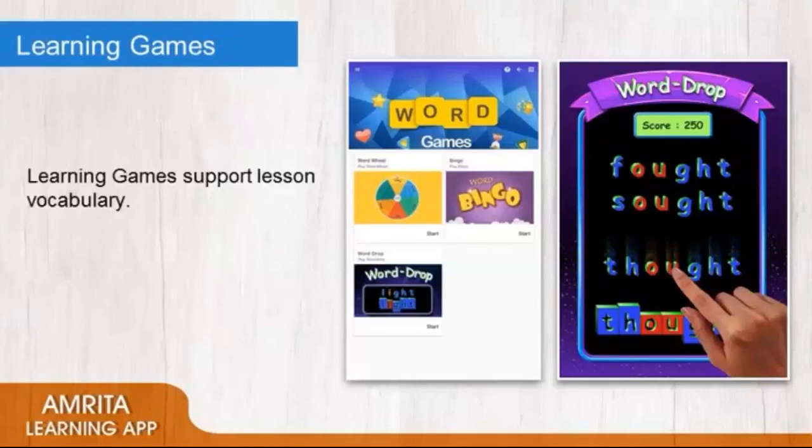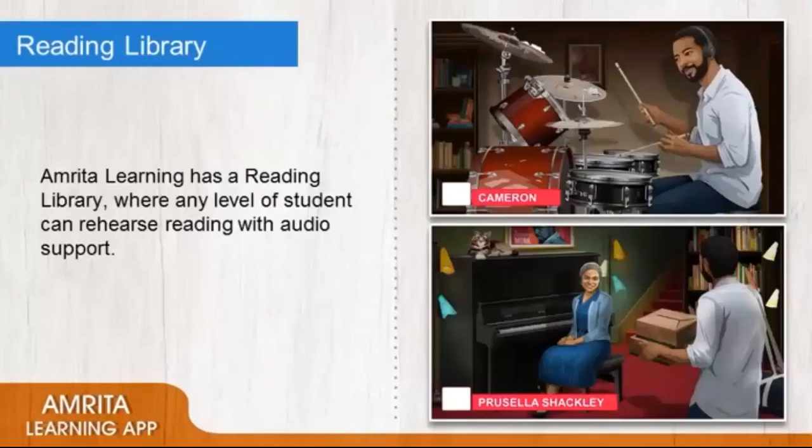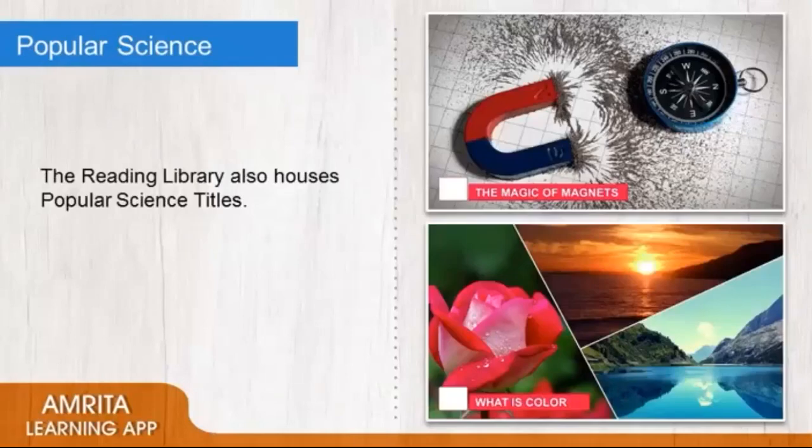Learning games support the lesson vocabulary. This is also a discreet way to test learners who do not want to answer questions. Amrita Learning has a reading library where students can learn to read with audio support. There are no assessments in the reading library. The library also houses popular science titles. This may help prepare for the science portion of the high school equivalency exam.